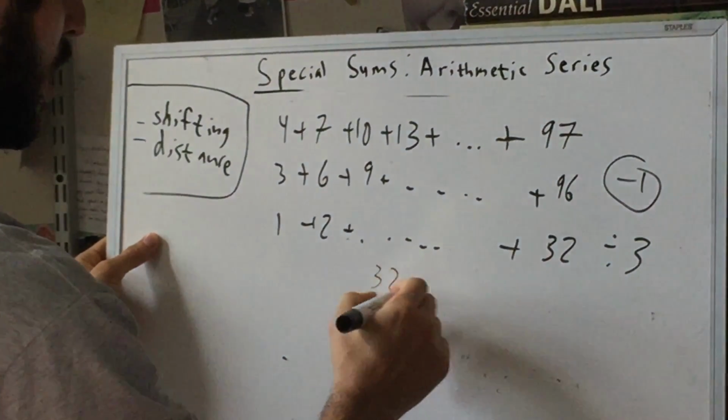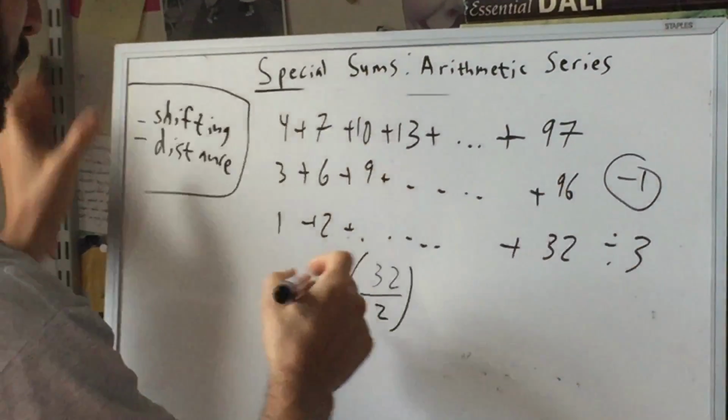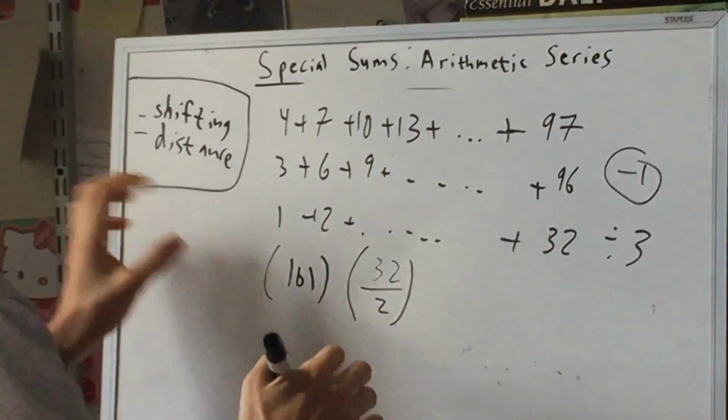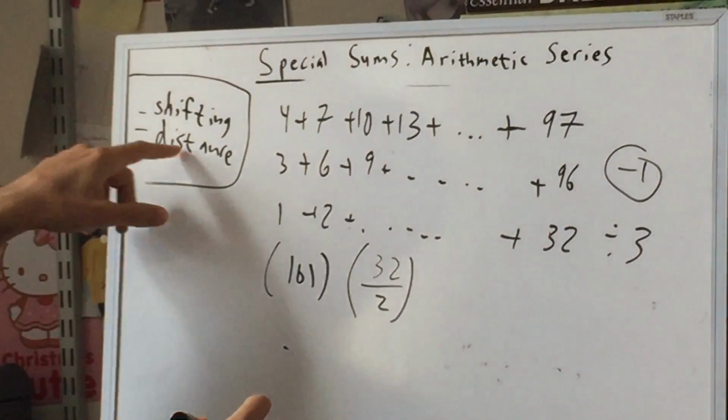So 32 over 2 is the number of pairs. The sum per pair is 101. So 101 times 16 would be this sum. All right. Now let's try the distance method.